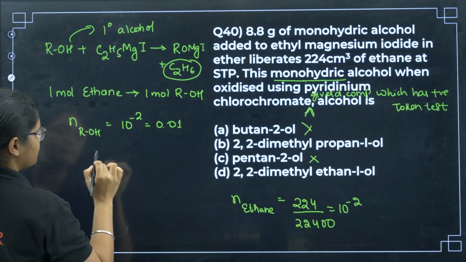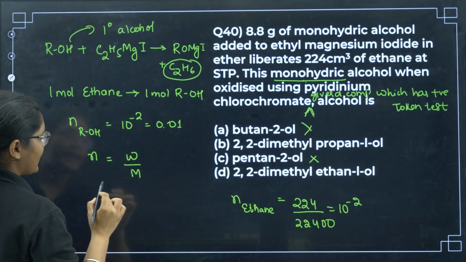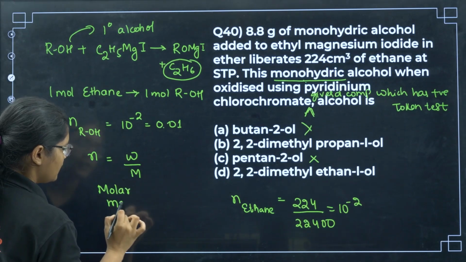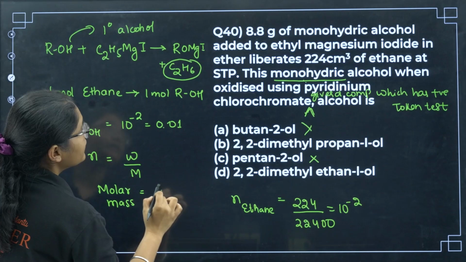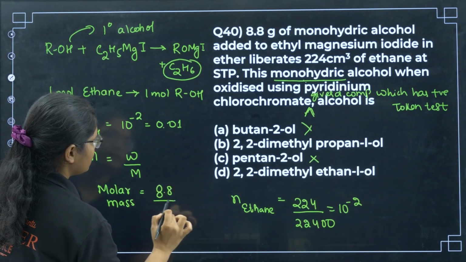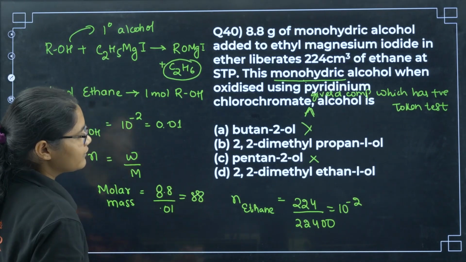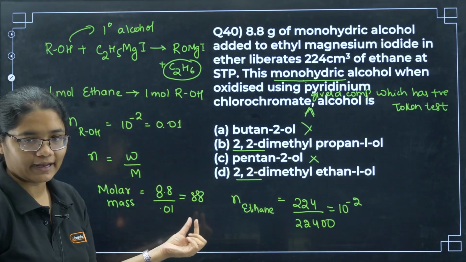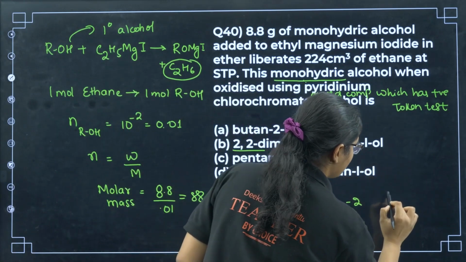Here the number of moles is equal to what? Given mass by molar mass, and I have the moles, so I can calculate the molar mass from here. Molar mass will be equal to 8.8 divided by 0.01, and that will give me 88. Now you are just left with two options, right? You have to check which one is giving you a mass of 88. Let's check with option B, that is 2,2-dimethylpropan-1-ol.